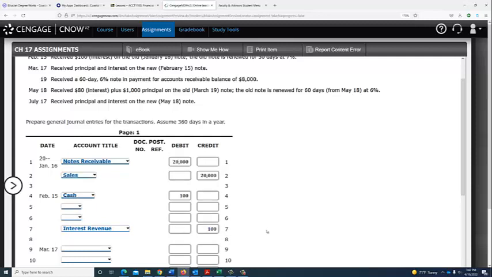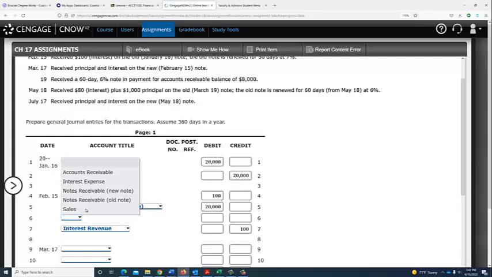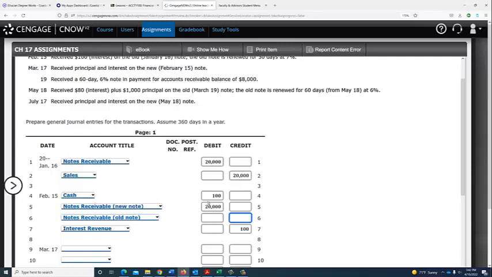And then the second thing we're going to do is to put on the new note and remove the old $20,000 note. So we know the principal is staying the same on these notes because there was no principal paid down. It was all interest. So we're debiting $20,000 for the notes receivable new, and then we're crediting $20,000 for the old notes receivable.